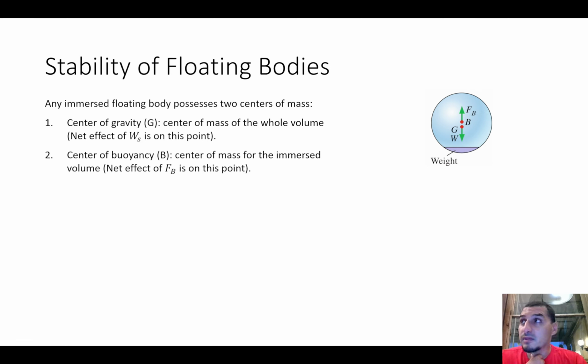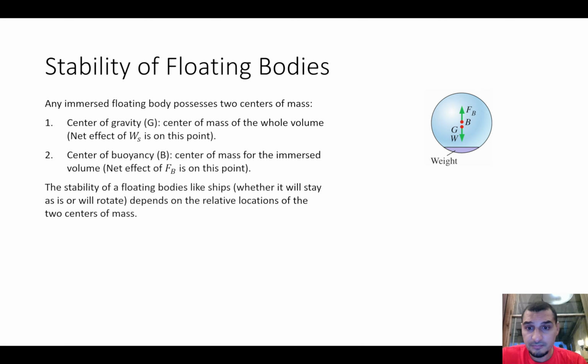And the stability of any body floating on a liquid surface depends on the relative positions of these two forces. One of the very important applications is the design of ships, because the stability of ships depends on how the two points are located relative to each other. So there are a few cases that we're going to consider, which are three cases here.